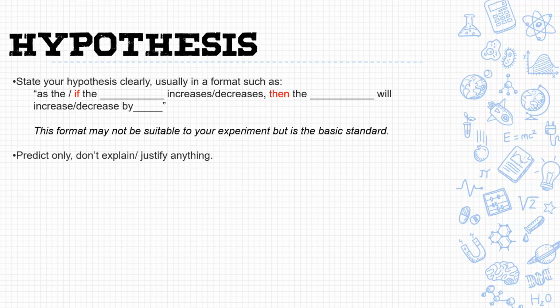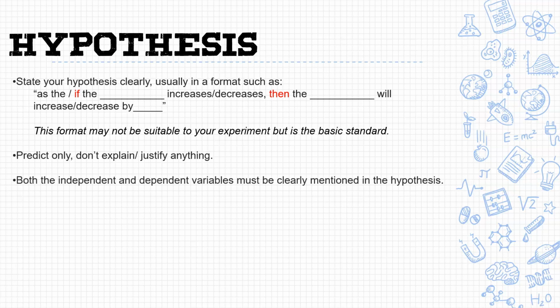Remember, we predict, we do not justify. So often I'll see people write a hypothesis, and then the next sentence in the same hypothesis section, they'll say, "this is because..." No, don't justify it. We don't know the reason. You don't need to justify why you've come up with that theory. You just predict it.